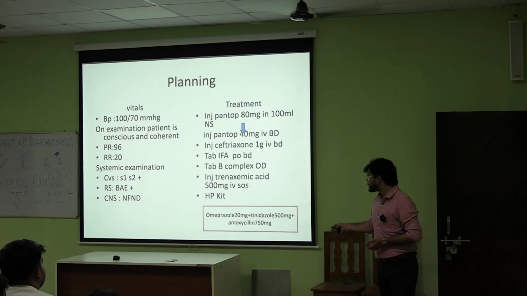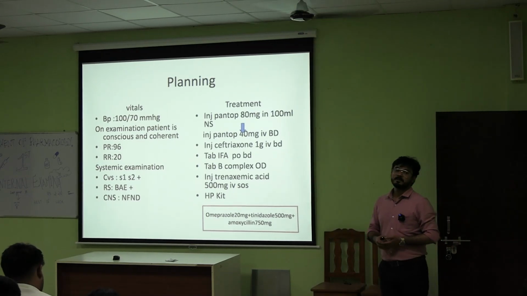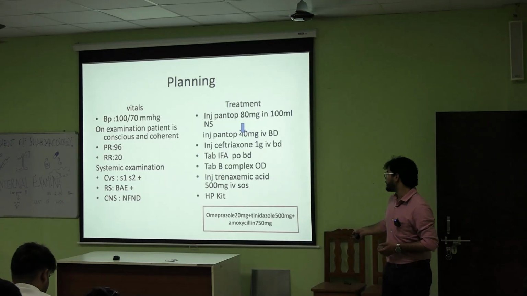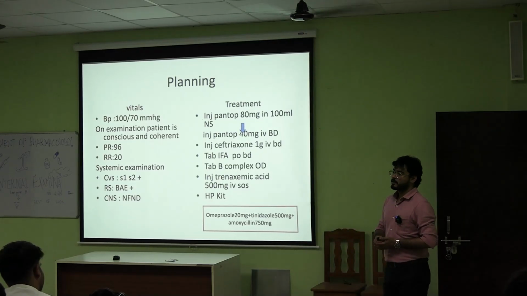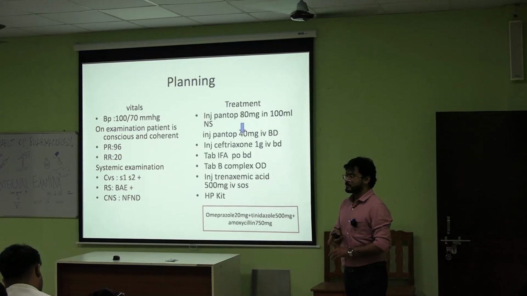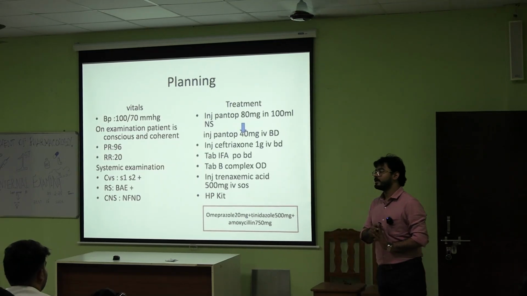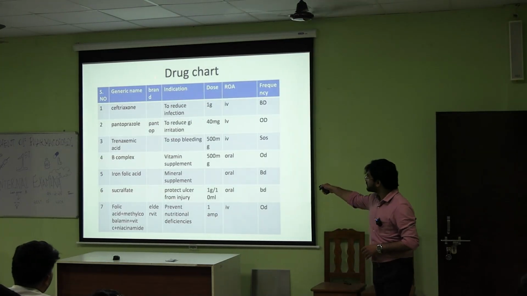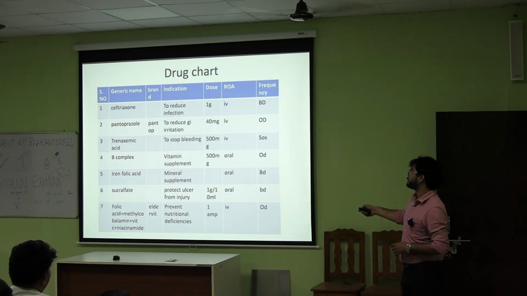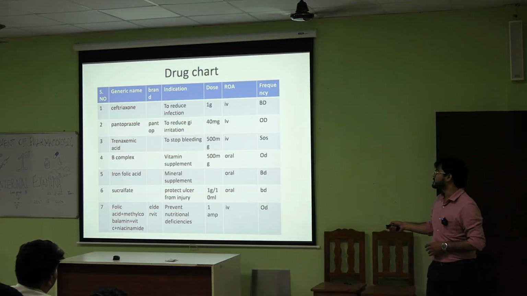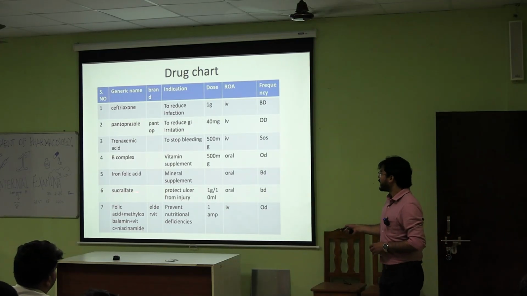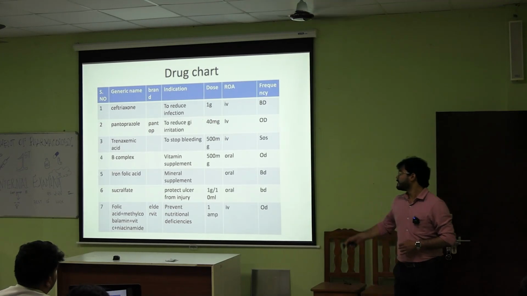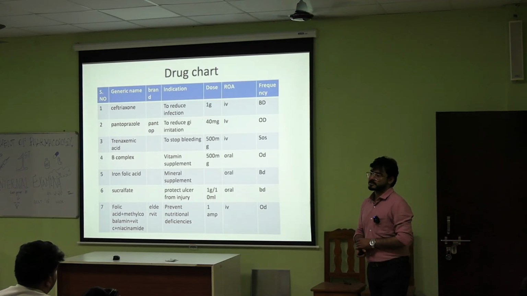And HP kit, इसको याद रखना है. HP kit, it's H pylori kit, ठीक है. It contains omeprazole, tinidazole and amoxicillin. HP kit contains omeprazole, tinidazole and amoxicillin, ठीक है. चलो. Now see, these are the drugs which you will give. Ceftriaxone, pantoprazole, tranexamic acid, B complex, IFA and sucralfate to protect ulcer from the injury, and methylcobalamin, vitamin tablets, ठीक है.